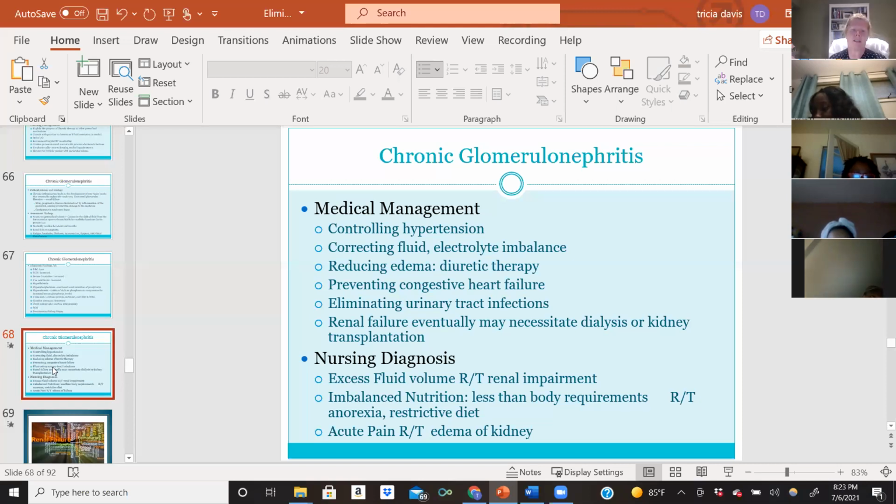So some nursing diagnoses that we see related to this would be excessive fluid volume related to renal impairment, imbalanced nutrition, less than body requirements related to anorexia and a restrictive diet, and acute pain related to edema of the kidneys.